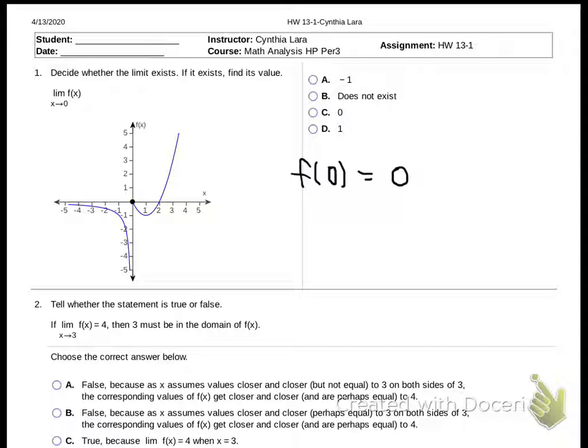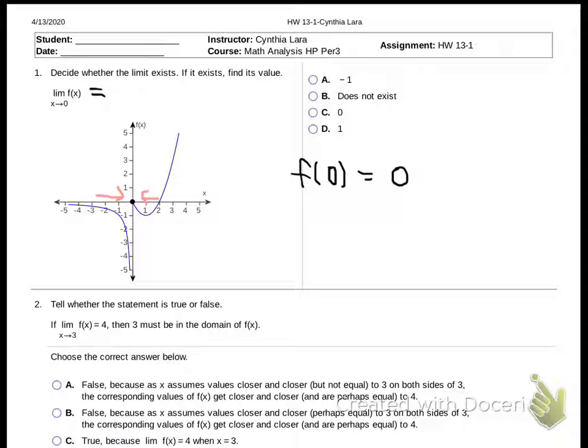Now the limit as x approaches 0 of f of x, what you are asking yourself is, as I get closer on the left to 0, and as I get closer on the right of 0, what number are we approaching? Is it approaching the same number? If it is, then most likely the limit exists. But if they are not approaching the same number, the limit does not exist. Now, looking at this, it does not exist.